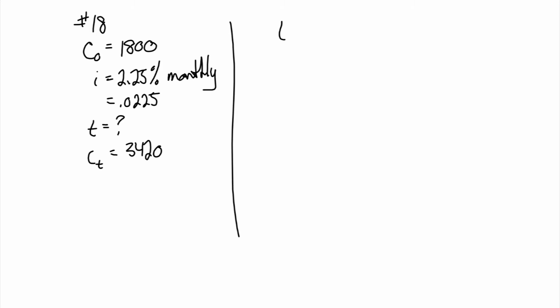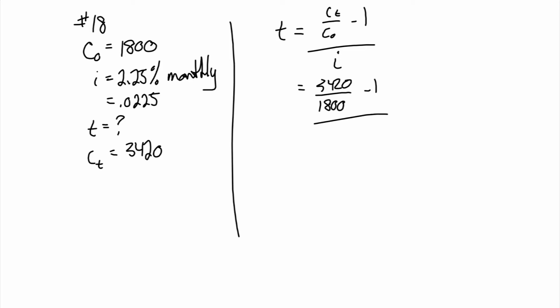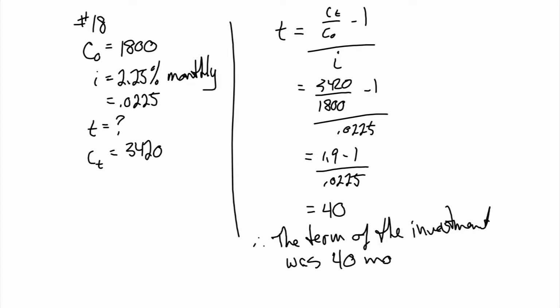This time we're using the formula for T for time. We have CT divided by C0 minus 1, all divided by the interest rate. CT is 3420 divided by 1800, minus 1, divided by 0.0225, which is equal to 1.9 minus 1, divided by 0.0225. And we do the final number crunching and we end up with 40. Therefore, the term of the investment was 40 months.